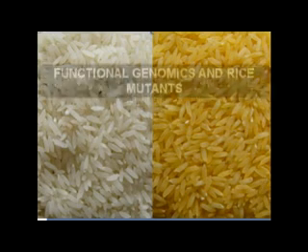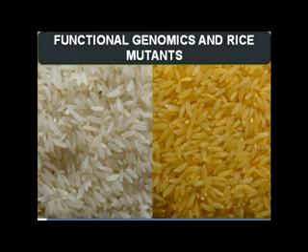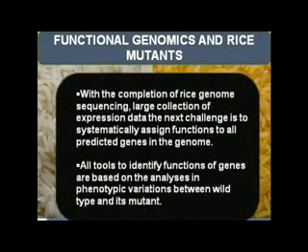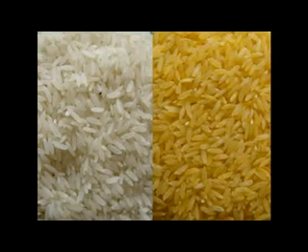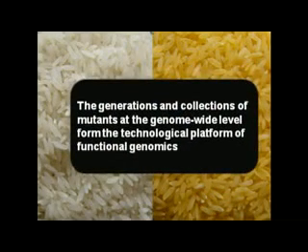Functional genomics in relation to rice mutants. With the completion of rice genome sequencing, large collections of expression data are formed. The next challenge is to systematically assign functions to all the predicted genes in the genome. All tools to identify functions of a gene are based on the analysis of phenotypic variations between the wild type and its mutant. The generation and collection of mutants at a genome-wide level form a technological platform of functional genomics.